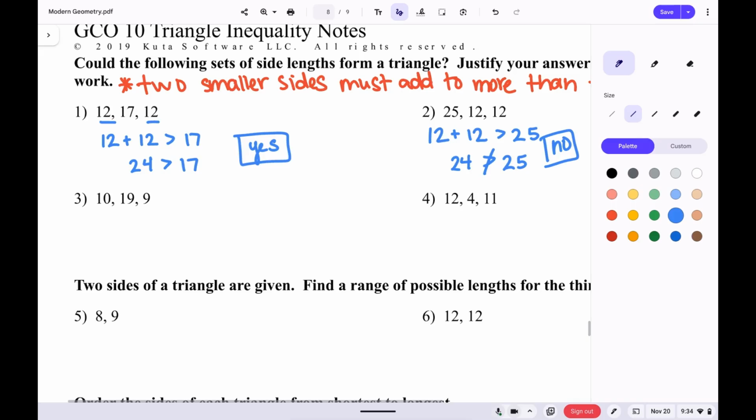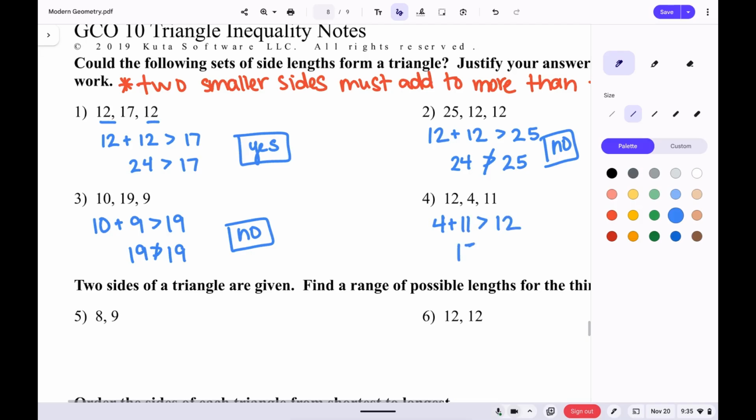What'd you guys say for 3? Does it work or no? No. They're equal. 10 plus 9 is not greater than 19. It's actually equal to 19. So that should have been a no. How about number 4? Yes. Yes. What are the 2 smaller sides? 4 and 11.